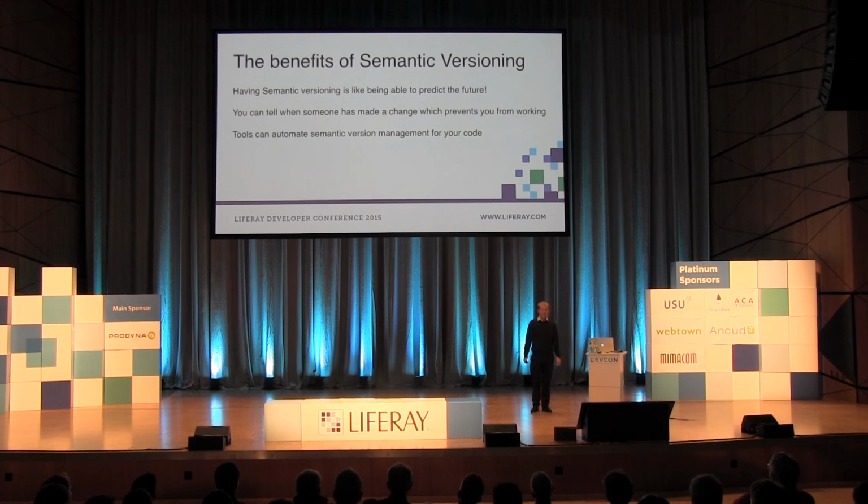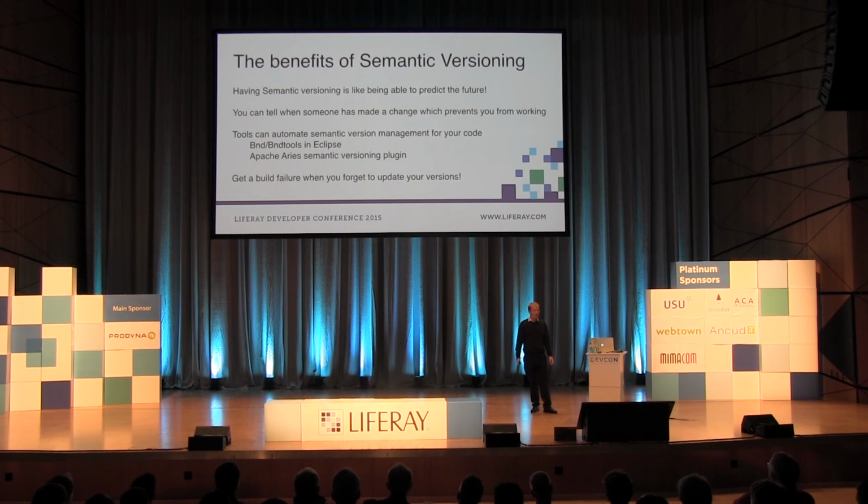And you can actually use tools to automate this semantic version management in your code. So there's bnd tools, and there's a plugin in Apache Aries that does semantic versioning work. And you actually get a build failure when you forget to change your version. It will analyze your code, see the methods that you've changed, and say, OK, you need to update that particular version by this much, or by at least this much, in order to be safe.